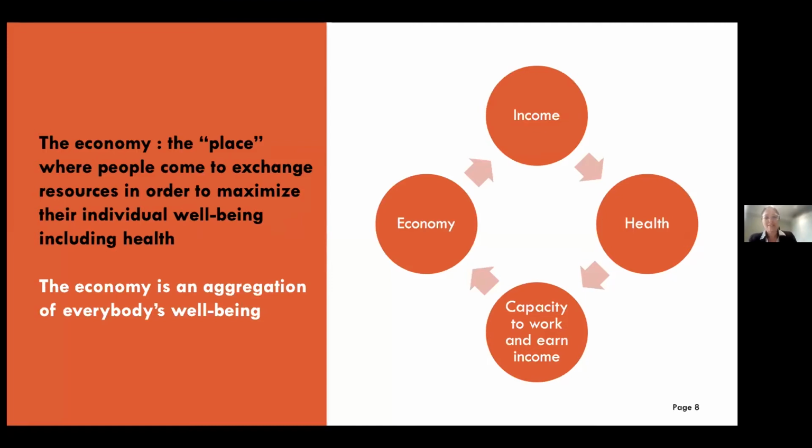But what I would say is that the economy is basically the place. I say place in inverted commas because it's a hypothetical place. It's the place where people come together to exchange resources in order to maximize their individual well-being, which includes their health. The way that we measure this economy is by somehow aggregating everybody's individual well-being. So you could say the economy is an aggregation, or a measure of the success of the economy is an aggregation of everybody's well-being.